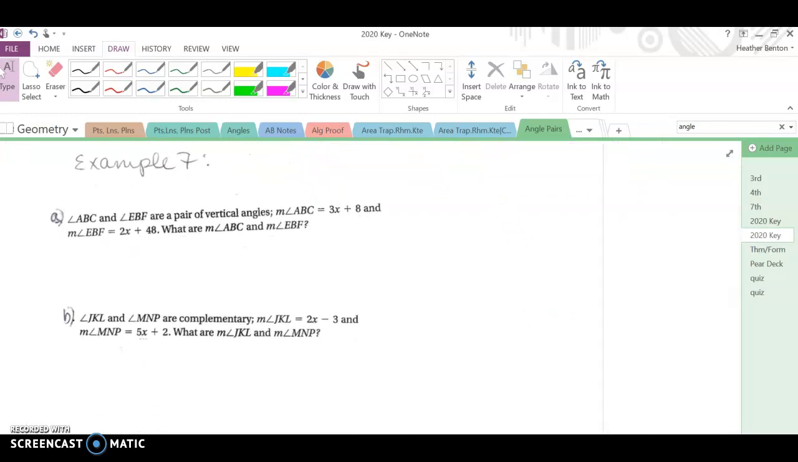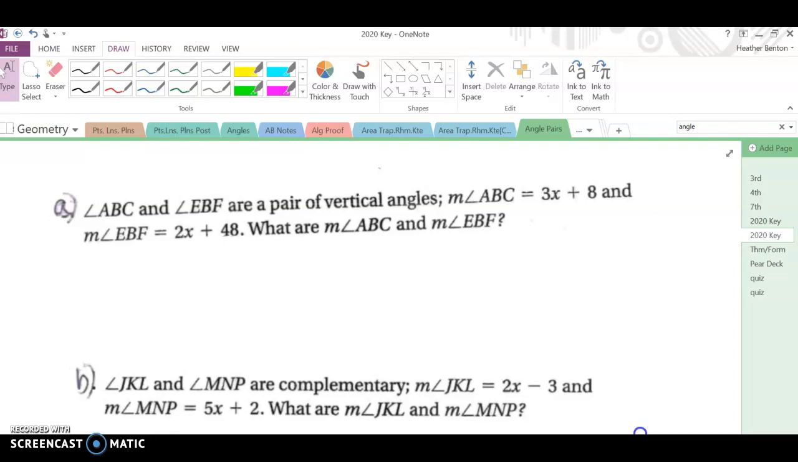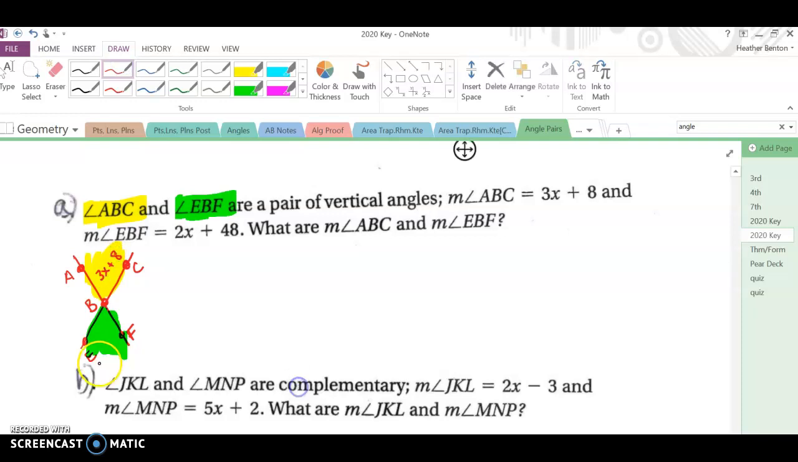All right, so now we're going to take these words in example 7, now that we know about these different angle pairs, and we're going to transfer this into equations. So for example, part A reads, angle ABC and angle EBF are a pair of vertical angles. So I'm just going to draw us a picture because it helps me to see it better. Okay, so ABC and EBF. This is what you should be picturing in your head. All right, and it says ABC is 3x plus 8 and EBF is 2x plus 48.